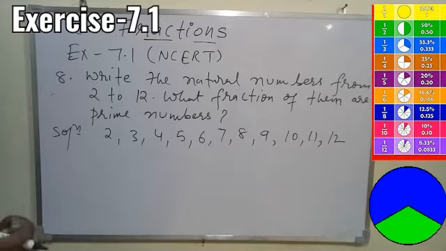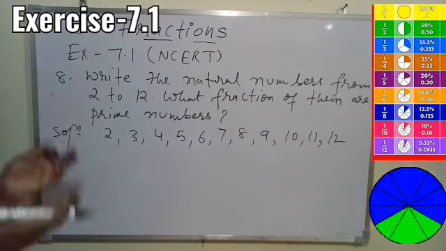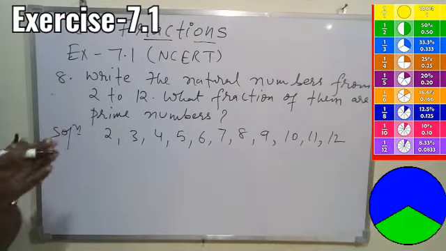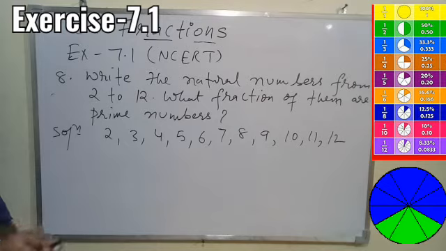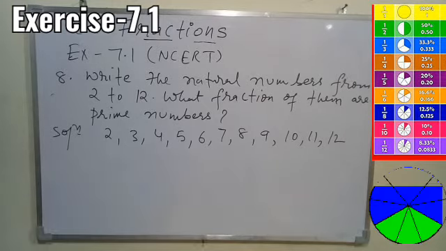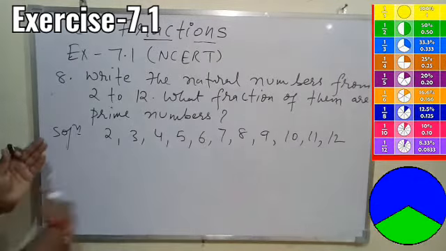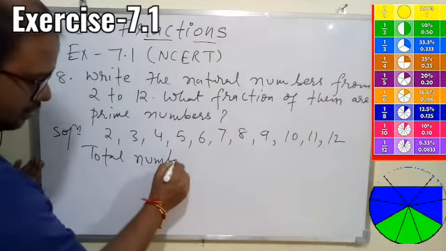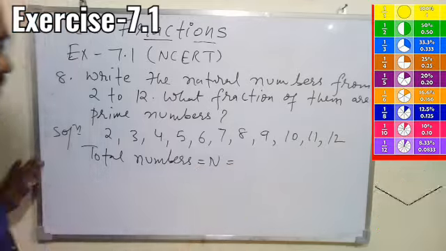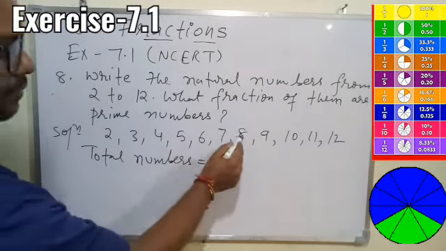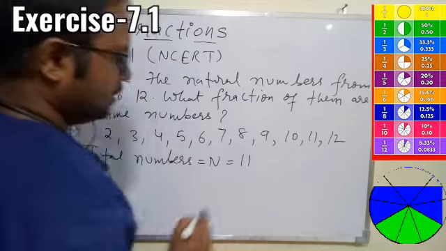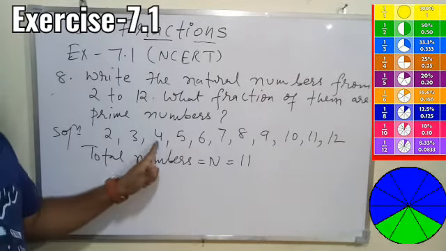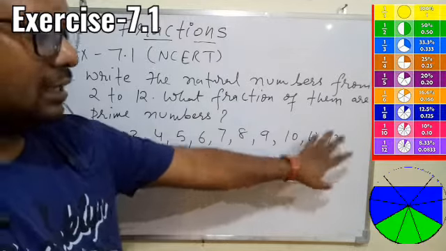And now the question is, what fraction of them are prime numbers? So out of this group, how many are prime numbers? That is to be shown in the form of a number, that is nothing but a fraction. So very first we need to find out how many numbers we have in total. Let the total numbers be capital N. So 1, 2, 3, 4, 5, 6, 7, 8, 9, 10, 11. So the total numbers given to us is 11.